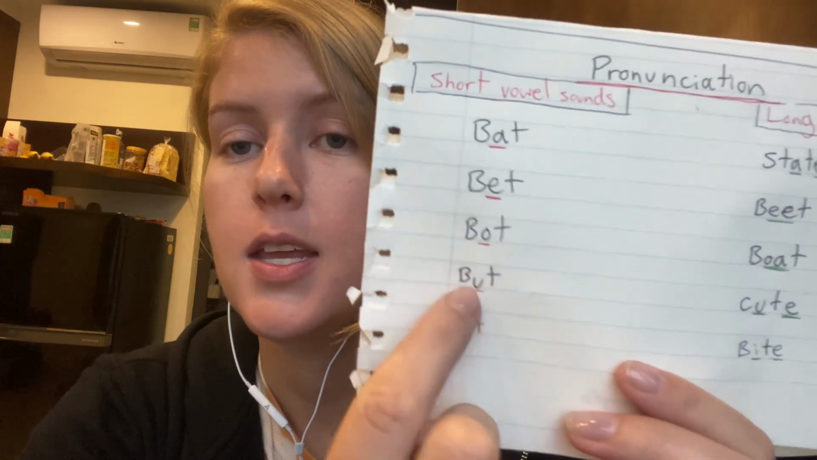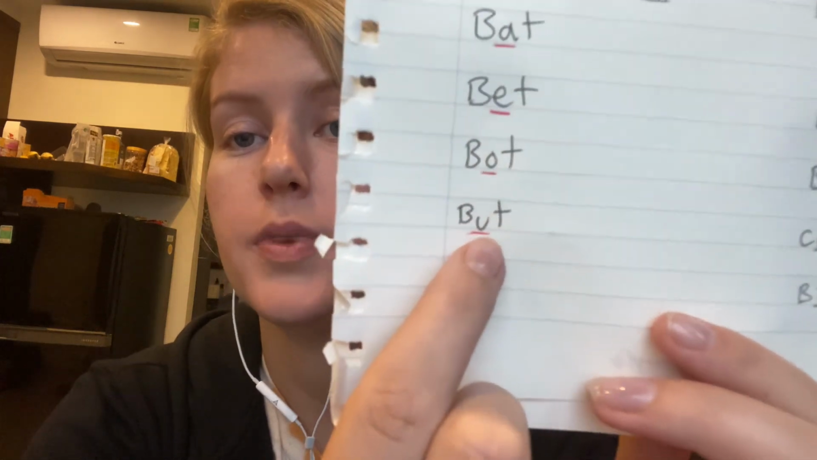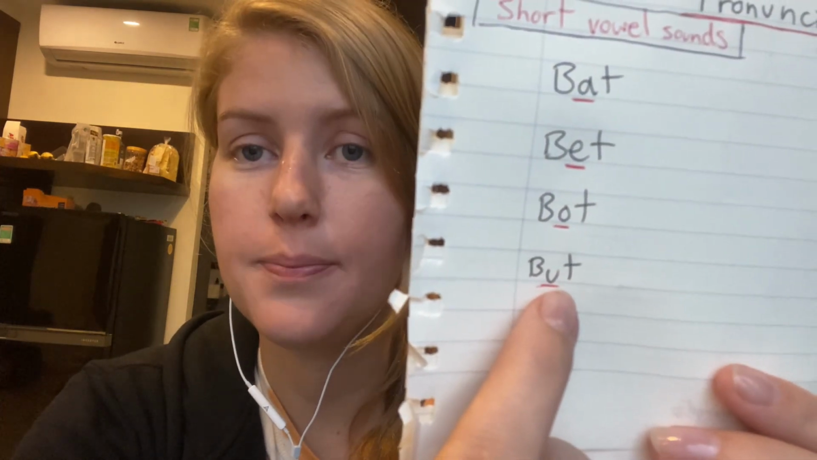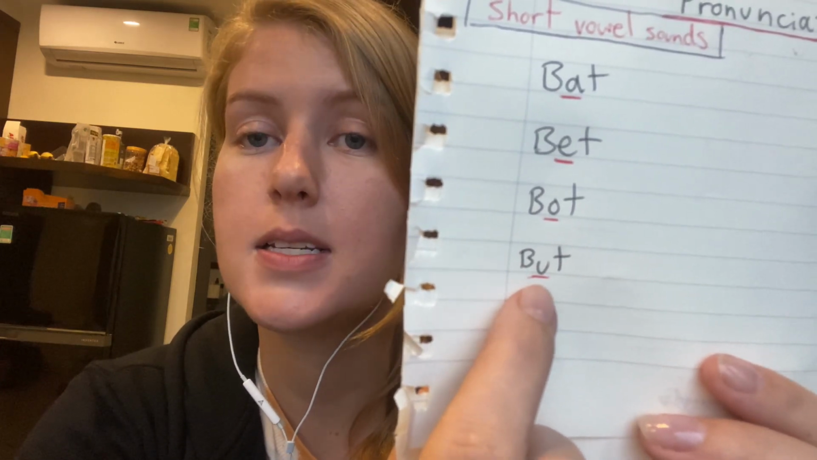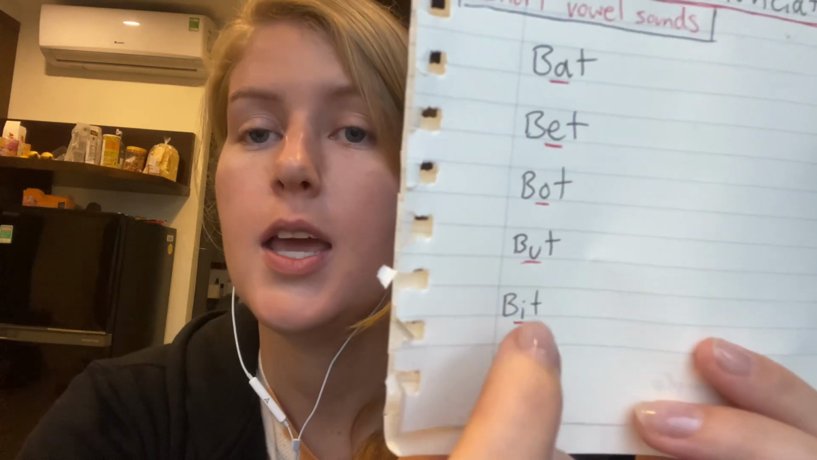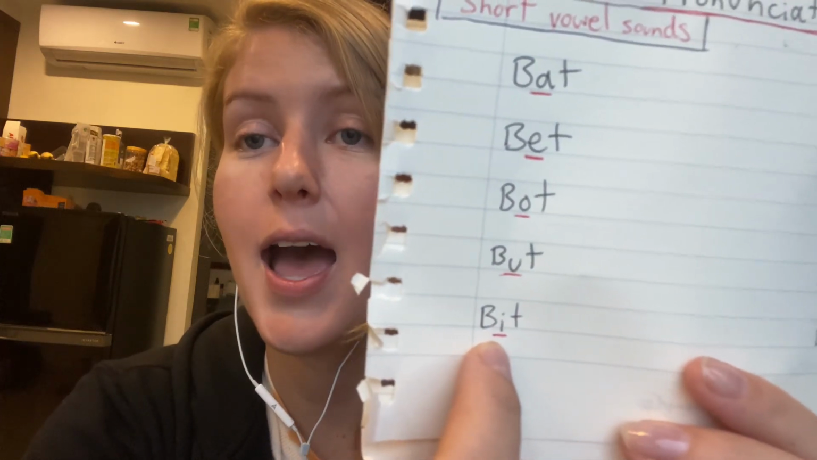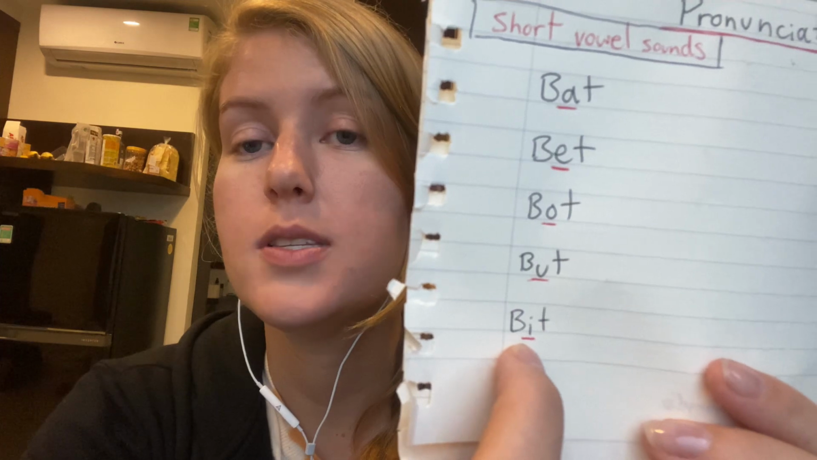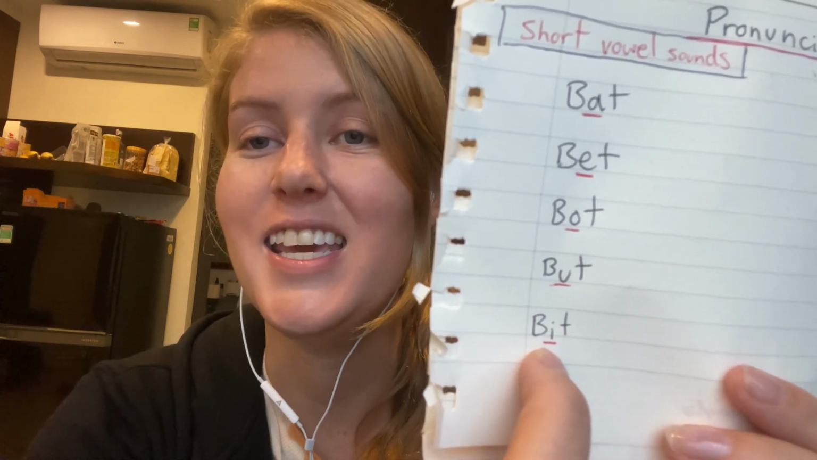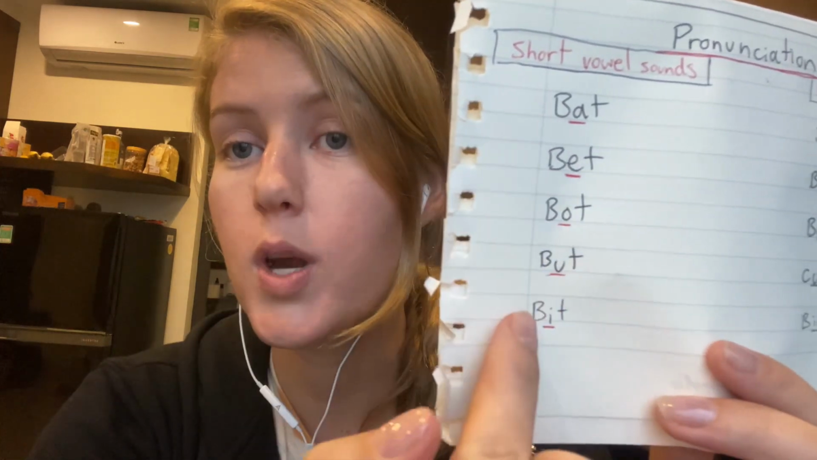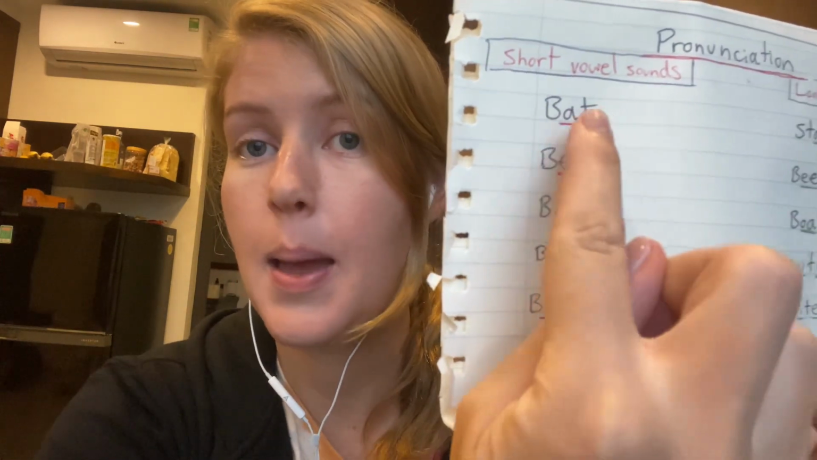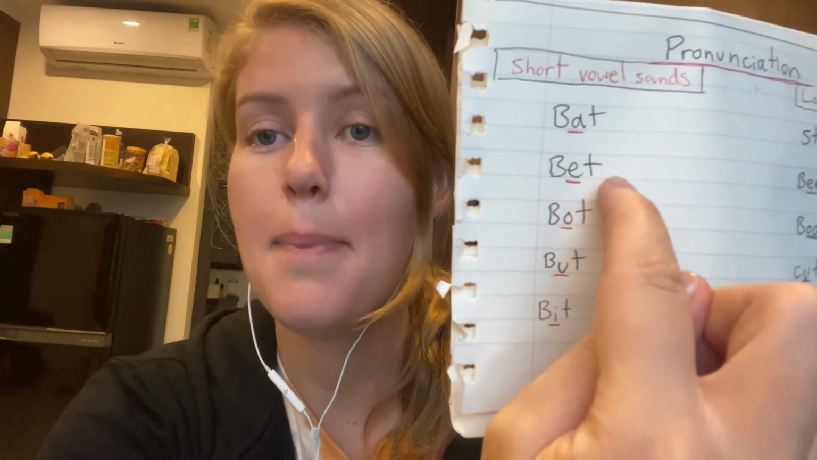Next, we have U, B-U-T, we pronounce as but. And then we have the letter I. This we pronounce as bit. So those are all of our short vowel sounds. Bat, bet, bought, but, bit.